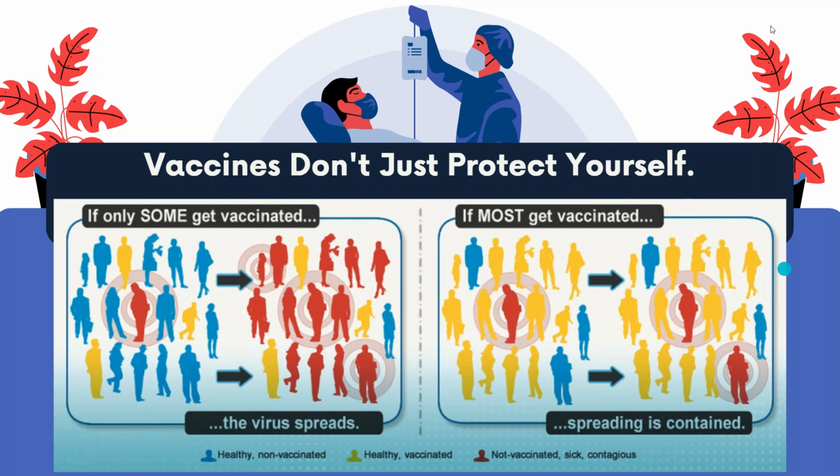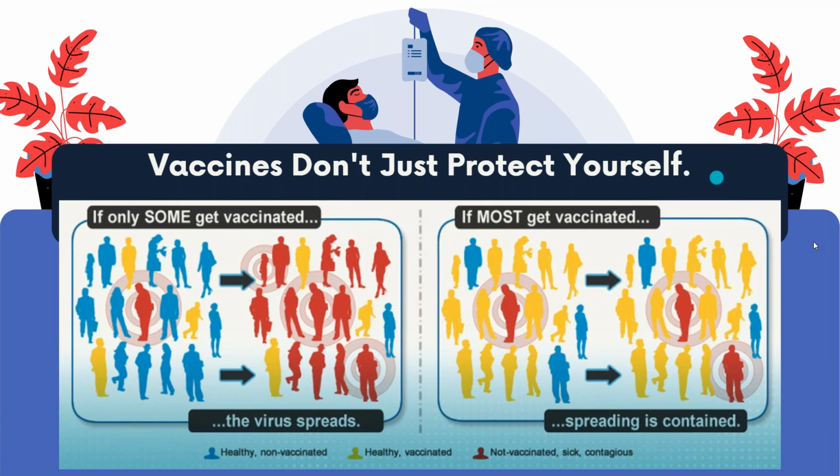So vaccines don't just protect yourself. That means most vaccine preventable diseases are spread from one person to another person. So looking at these 2 pictures here, if one person in a community gets an infectious disease, he can spread it to others who are not immune.